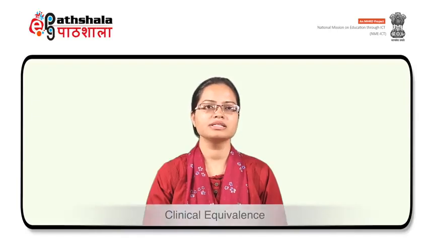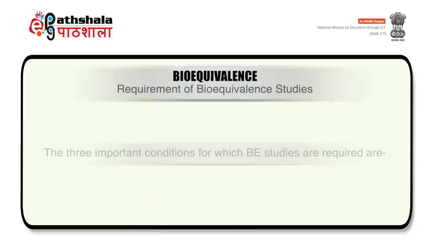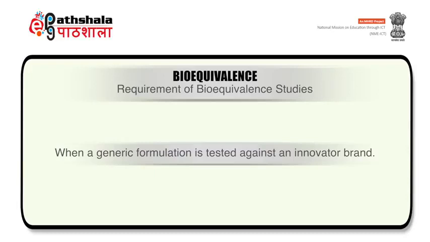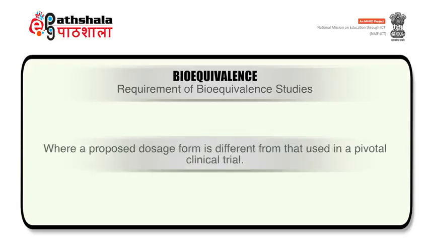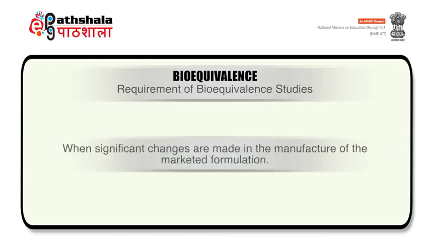Next is clinical equivalence. Two drug products are said to be clinically equivalent when the same drug from the two or more dosage forms gives equal in vivo effects as measured by the pharmacological response or by the control over a symptom or a disease. Requirement of bioequivalence studies. The three important conditions for which bioequivalence studies are required are: first, when a generic formulation is tested against an innovator brand; second, where a proposed dosage form is different from that used in the pivotal clinical trial; and third, when significant changes are made in the manufacturing of the marketed formulation.